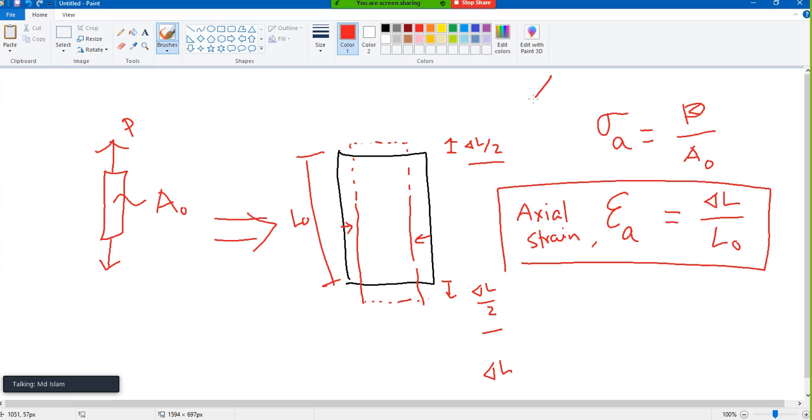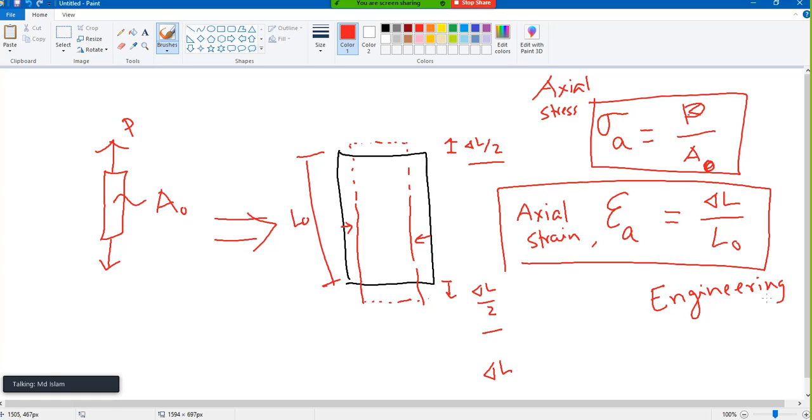Next is axial stress. Axial stress, what is this? This is whatever the load I applied divided by the initial cross-sectional area. Now these two definitions are engineering definitions. It is not true.